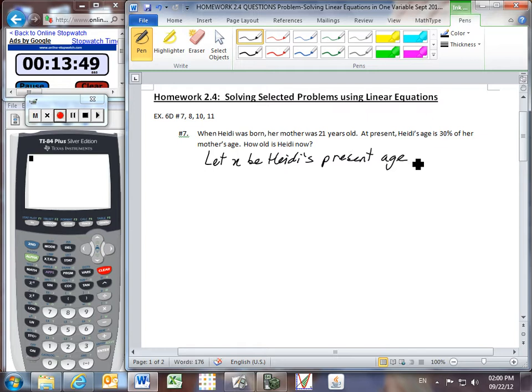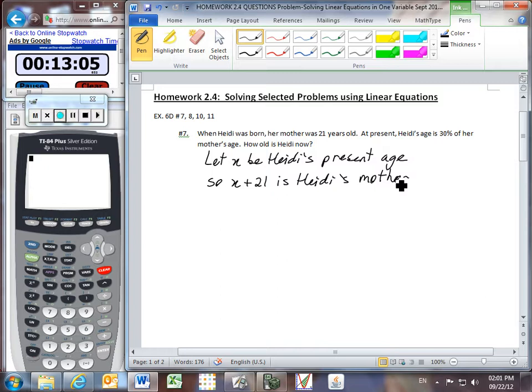When Heidi was born, her mother was 21 years old. Well, that must mean that her mother is 21 years older. So what's 21 years more than Heidi's age, x? That must be x plus 21. If you were solving this with simultaneous equations, I suppose you could say let y be Heidi's mother's age, and then y would be equal to x plus 21, and you could build two equations involving two variables and solve it that way. But I want to do this with just one variable in today's lesson.